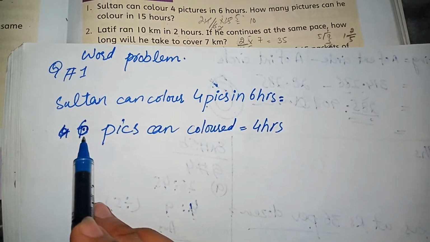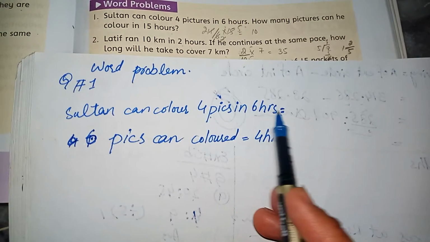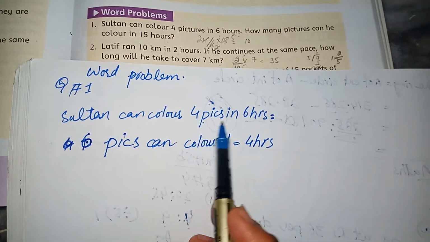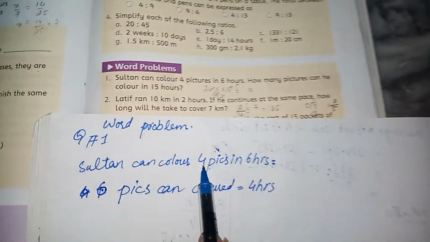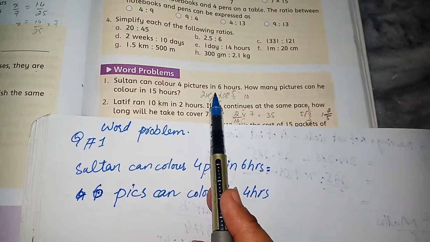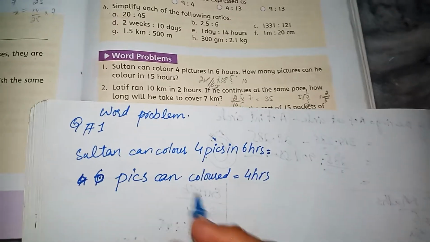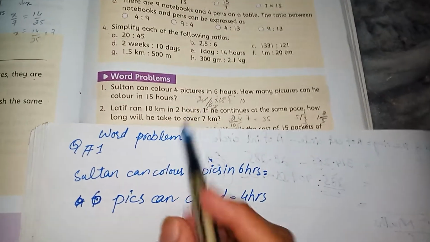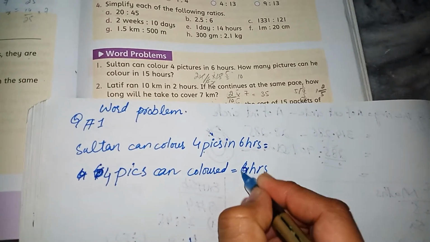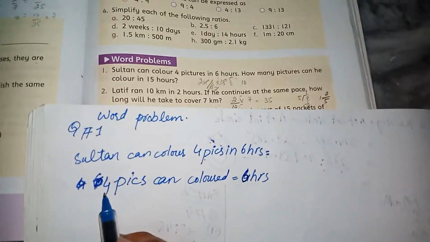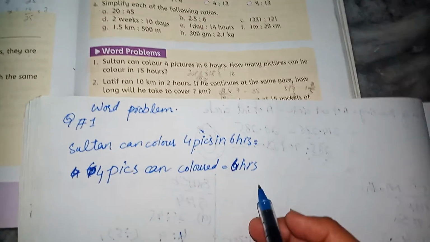You can see that we are writing it as 6 pictures. Sultan can color 4 pictures in 6 hours. So 6 pics, you can see he can color 4 pictures in 6 hours. How many pictures can he color? He can color 4 pictures in 6 hours.